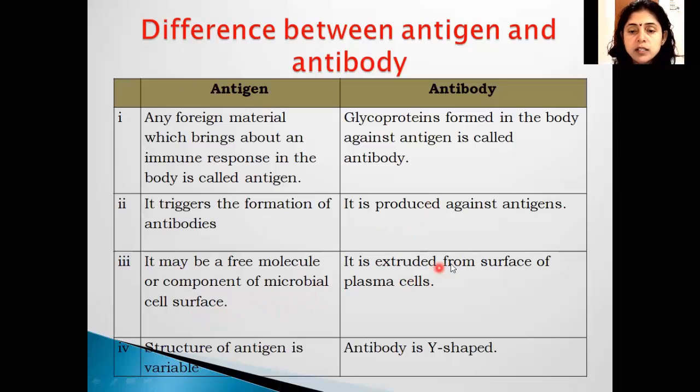And antibodies are extruded from the surface of plasma cells. Antigens are free molecules or components of the microbial cell surface. Now, the structure of the antigen is also variable, but the antibody has a Y shape.